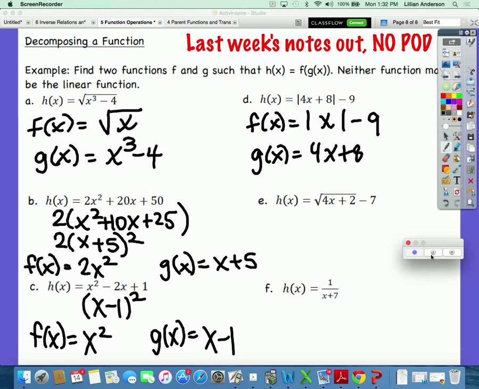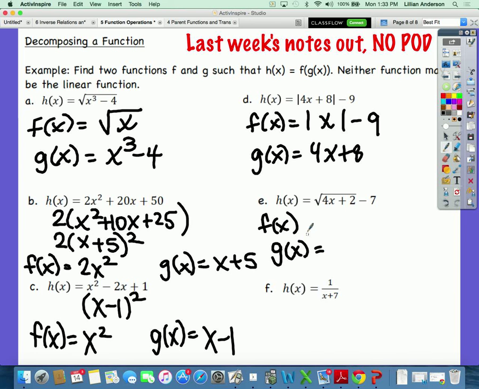Give you 30 seconds to figure out E. Okay? Raise your hand if you think you have it. All right, keep your hand raised if you want to volunteer the answer. Bradley. F of x, square root of x minus 7. The g of x equals 4. Very good, because if I put the g into f, that's going to give me my h function. Very good.